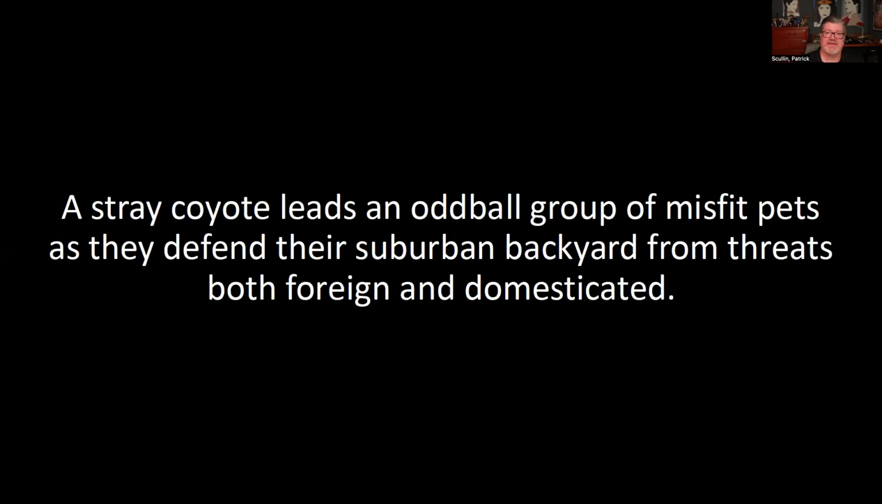Now, notice in that little log line, I didn't really define the names or the characters or even the threat. I kind of left it open-ended. That's a way of explaining how this story could be serialized in the future. It's a basic log line of what it is and what it's about.